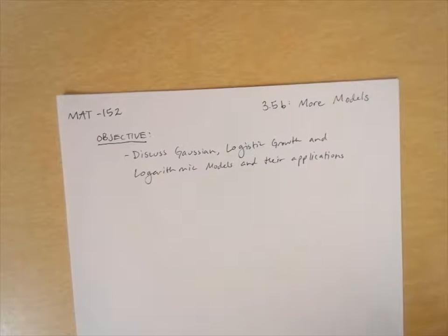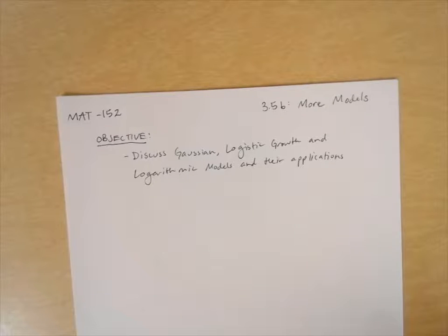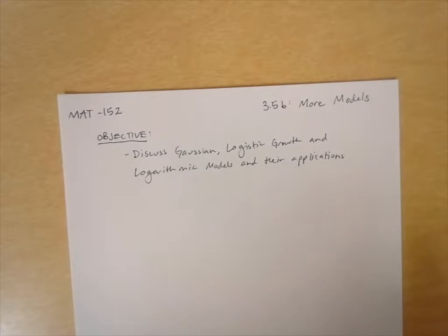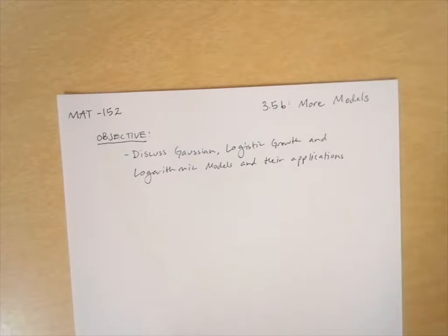What we're going to talk about today is the second half of Chapter 3.5, and we're really just going to go over some more types of models and their applications. Specifically, we're going to talk about Gaussian, logistic growth, and logarithmic models, and we're going to go through some examples of how to apply those models.